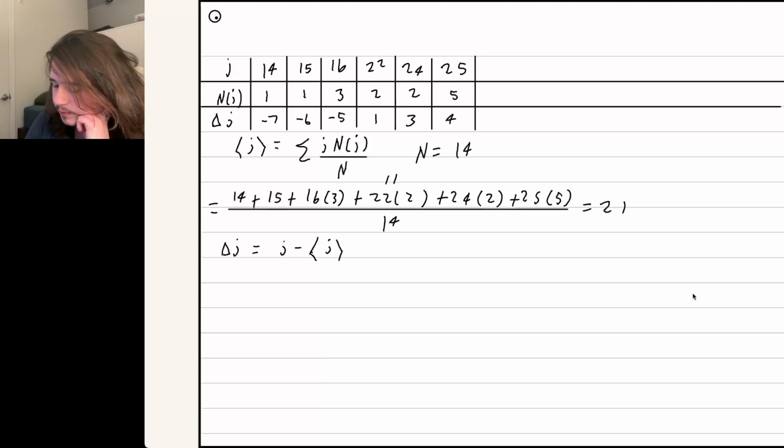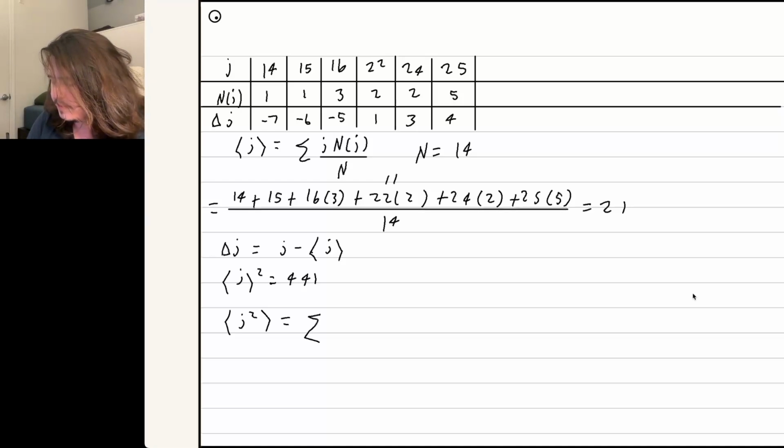Now we can really easily calculate the squared expectation value. It's just 21 squared, so 441. Now the expectation value of j squared, which is going to be sum over j squared n of j divided by n.